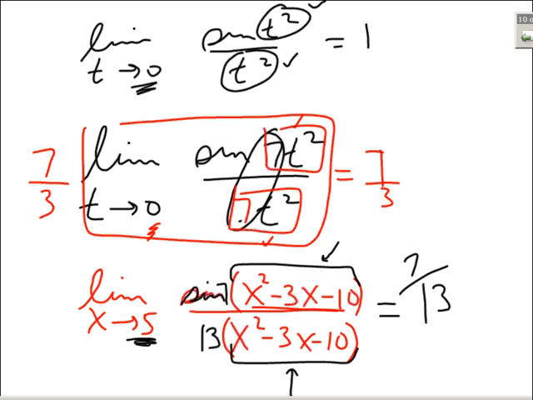Okay, let's do some limits that do not have sines.